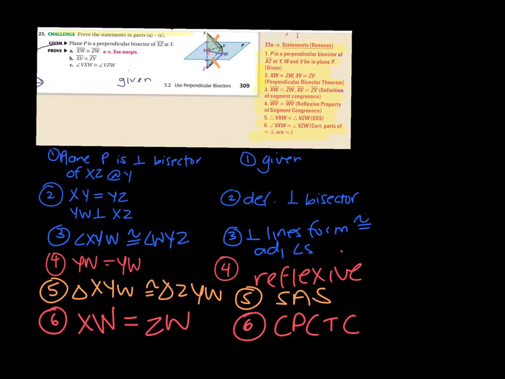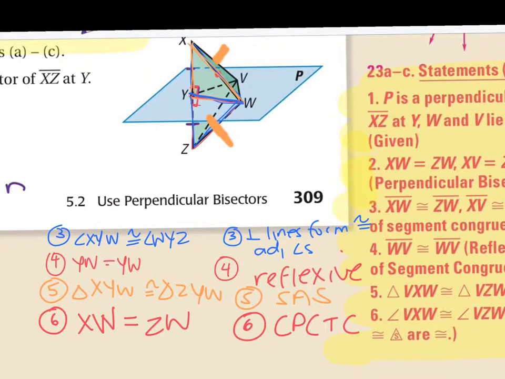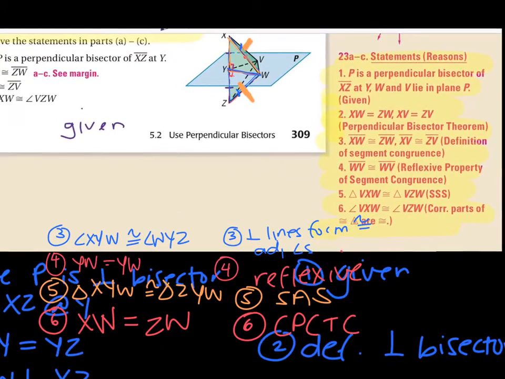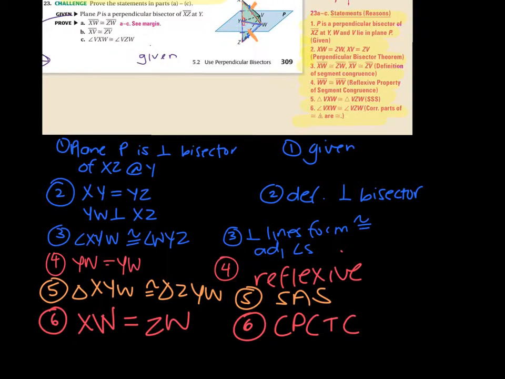And then the last thing you're trying to prove is triangle VXW, which is this angle at the top, and VZW at the bottom. So for those, you have another reflexive side, and then you already have the two sides that we marked as congruent. Those triangles would be congruent by side, and then CPCTC. So you're going to get all three of those in one.